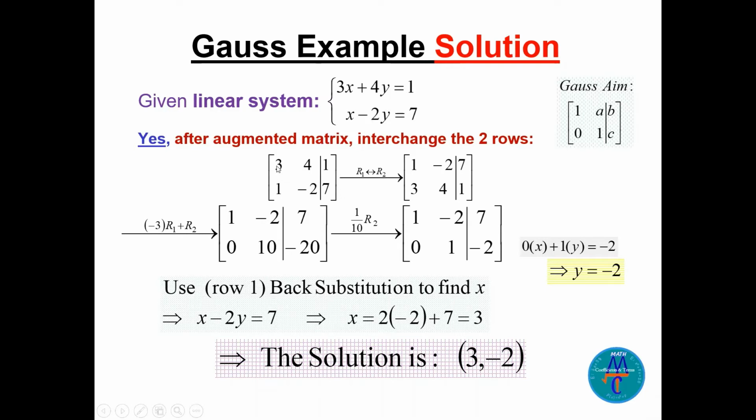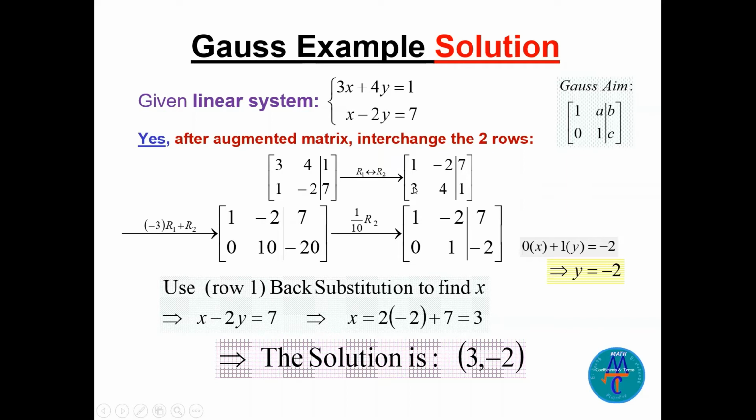See, this number here, 3, should be 1, because we know the aim I wrote for you for the Gauss, it should be 1, 0, 1, in order. So we can interchange the two rows that we have here. So we can write 1, minus 2, 7, 3, 4, 1. So this is 1 already.